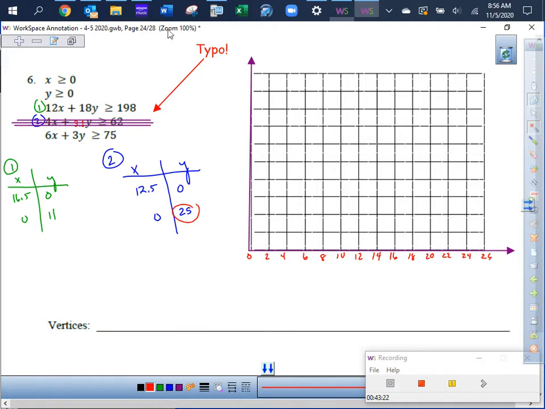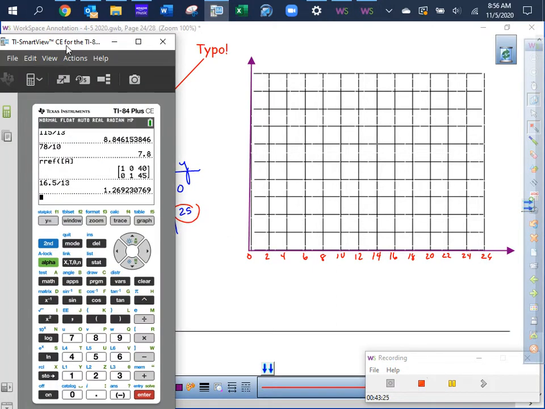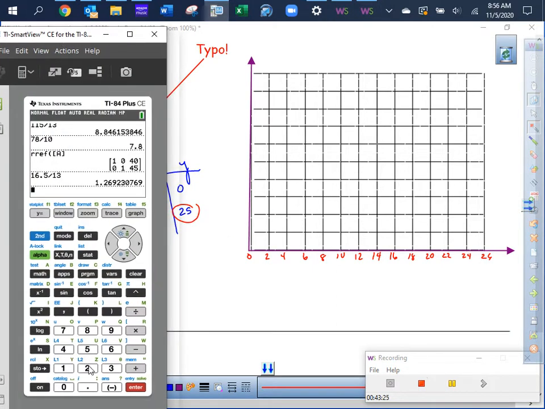25. There's 10 spaces available. Ooh, watch this. 25 divided by 10. Ooh. 2.5s.